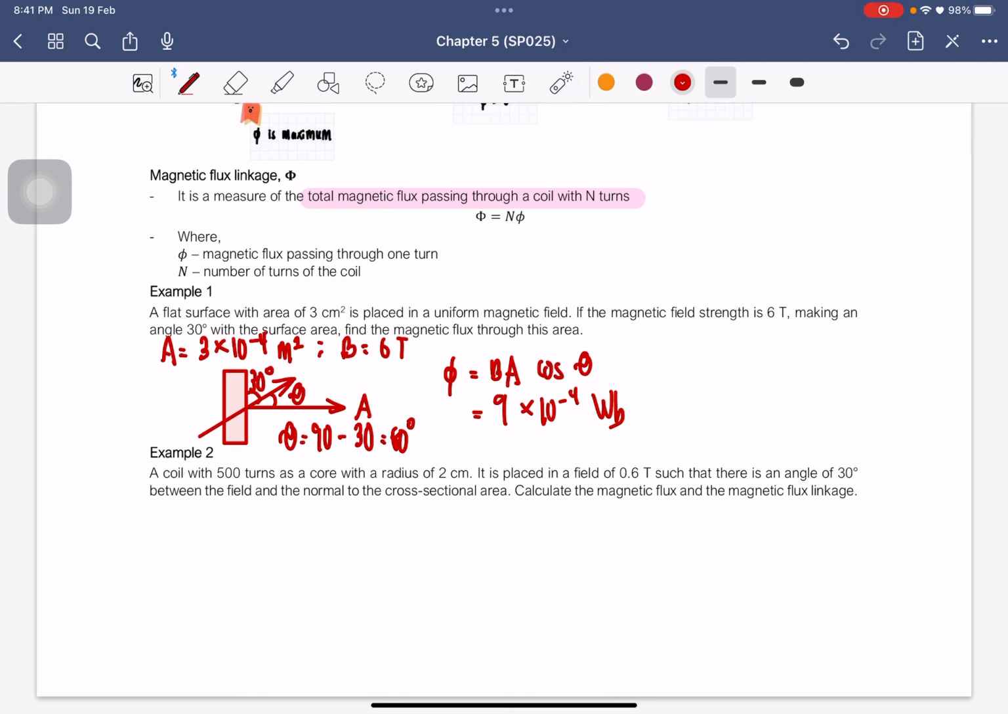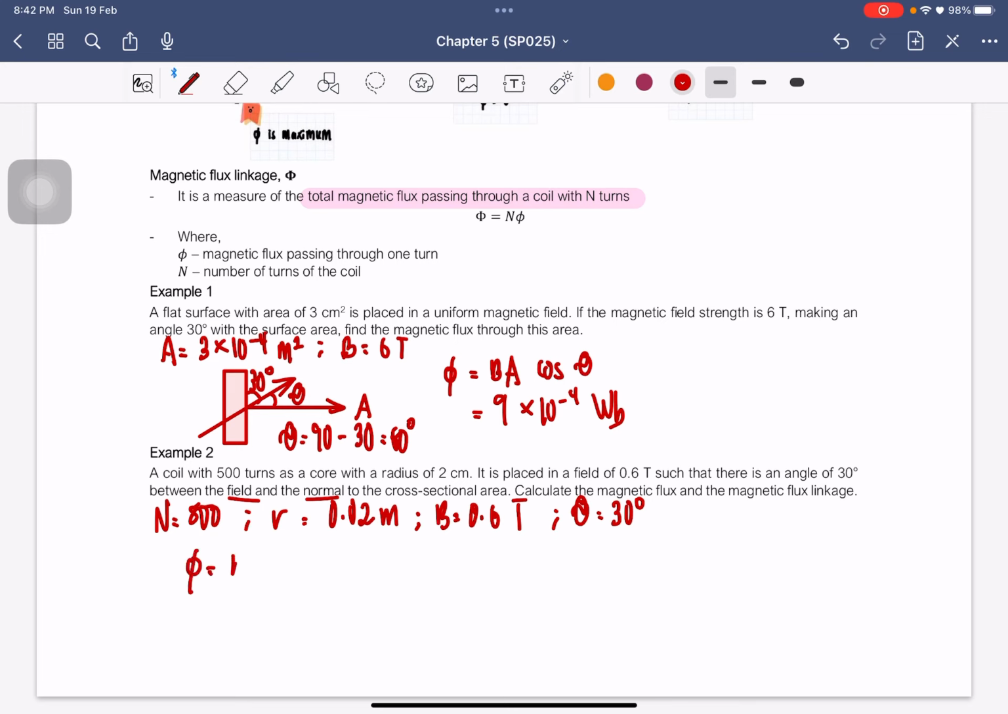Example number 2, we have a coil with 500 turns. And then it has a radius of 2 centimeters, so that is 0.02 meter. It is placed in a field of 0.6 Tesla, such that there is an angle of 30 degree between the field and the normal to the cross-sectional area. So that is basically telling us the angle. So it is equal to 30 degree. Calculate the magnetic flux and the magnetic flux linkage.